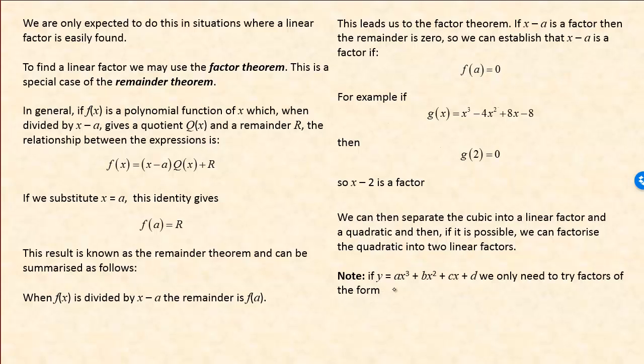Note, if y is ax cubed plus bx squared plus cx plus d, we only need to try factors of the form factor of d divided by factor of a. So here, with a being 1 and d being negative 8, we only needed to try factors of 8 divided by 1. You can ignore the sign. So therefore we only needed to try 1, 2, 4 and 8.